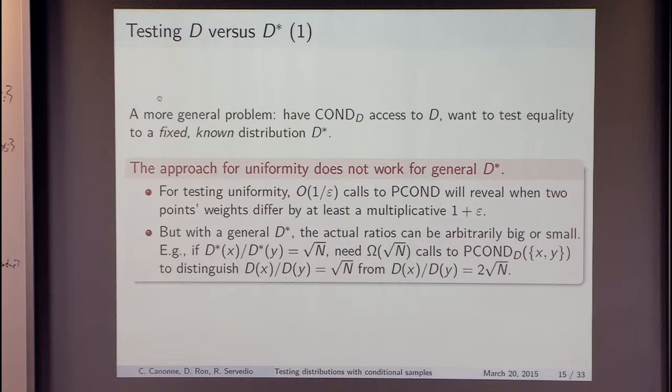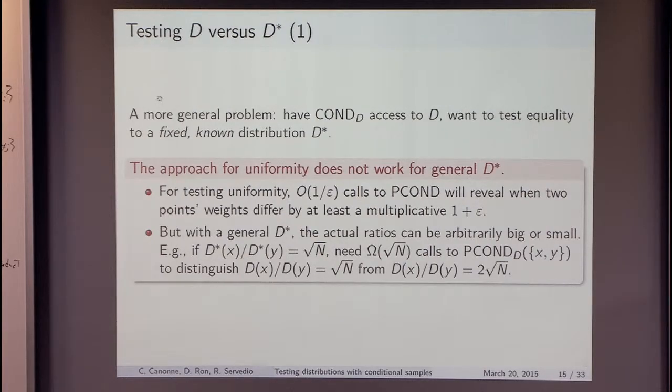Okay. So just a little bit of how you extend this to solve a somewhat more general, more interesting problem. Suppose you're not trying to test whether your distribution D is equivalent to the uniform distribution. You're trying to test whether it's equivalent to some other known but arbitrary distribution D star. So you can't do a trivial extension and just do the same sort of thing with these pair cond calls, right?